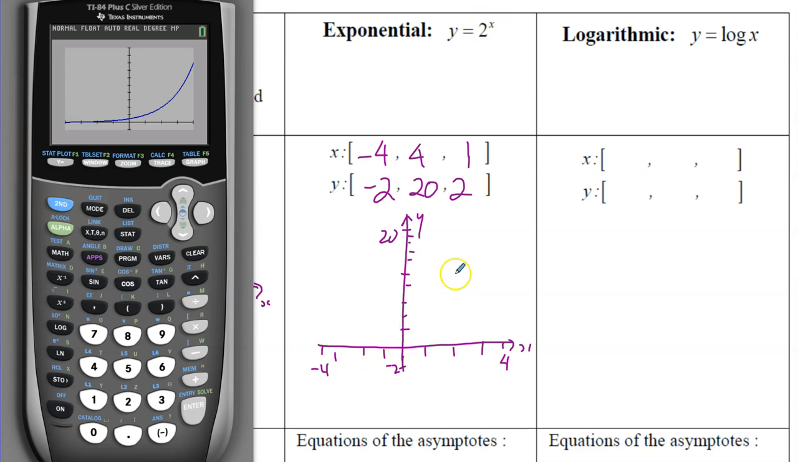So 2 to the power of 0 is 1. 2 to the power of 1 is 2. 2 squared is 4. Remember, the scale here is by 2s. 2 cubed is 8. 2, 4, 6, 8. And 16. Okay, and then that's here. On this end, then things start to drop. 2 to the negative 1 is 1 over 2, which is a half, right? When we get down to here, that's 1/16.